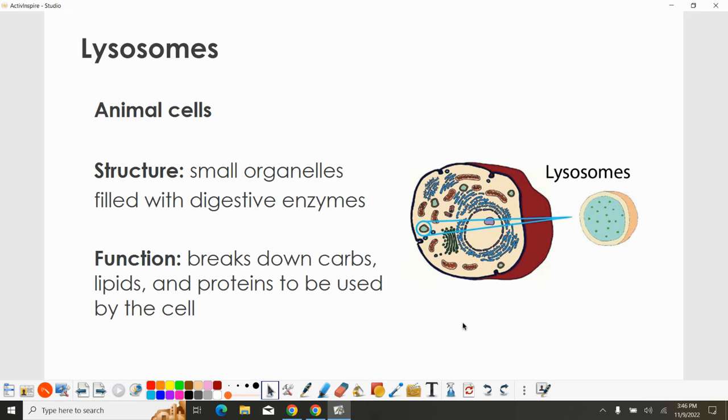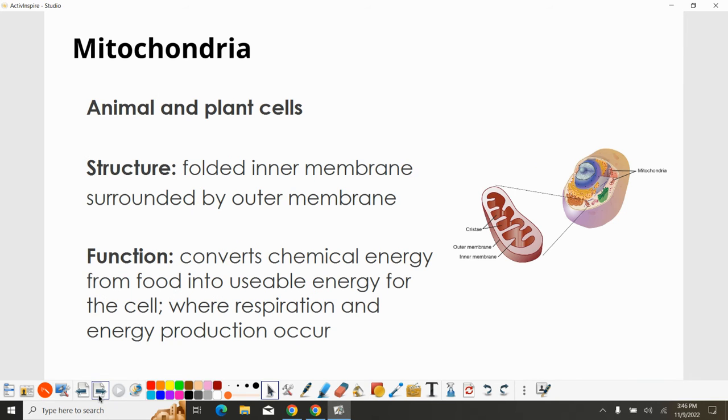And the carbohydrates, the lipids, and the proteins that we eat need to be broken down into usable units for the cells. Proteins need to be broken down to amino acids. Carbohydrates need to be broken down into monosaccharides like glucose. The lysosomes contain the digestive enzymes that break down those foods that we eat, to make them useful to the cell. That is the one and only animal unique structure.